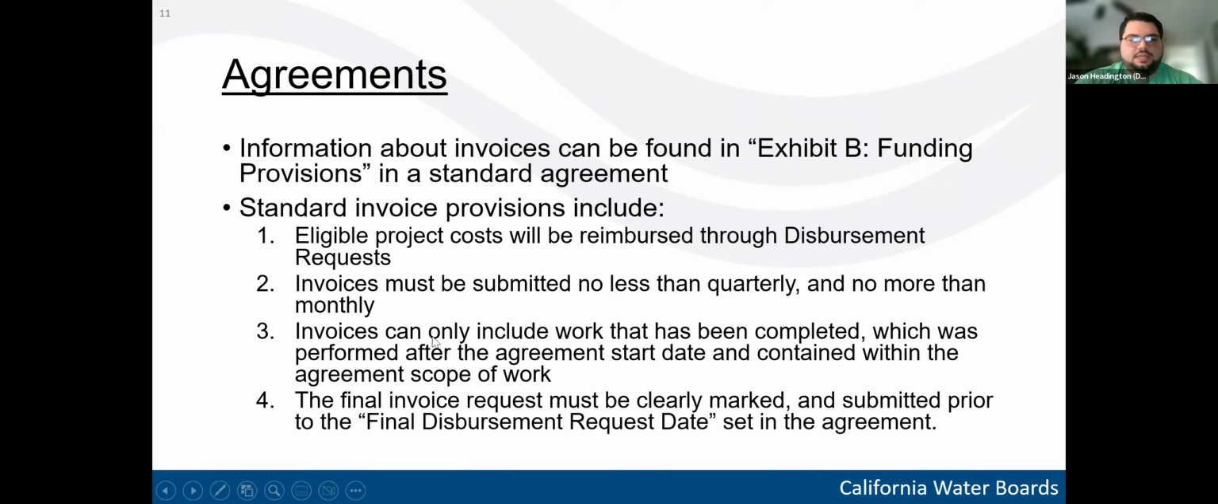Third, it says that invoices can only include work that has been completed, which was performed after the agreement start date and contained within the agreement scope of work. So important to summarize this point is that the work that we reimburse must already be completed. So we can't pay for work that has yet to be done. And then finally, the agreement will outline the final invoice request date, and the final invoice must be clearly marked and submitted prior to this date.